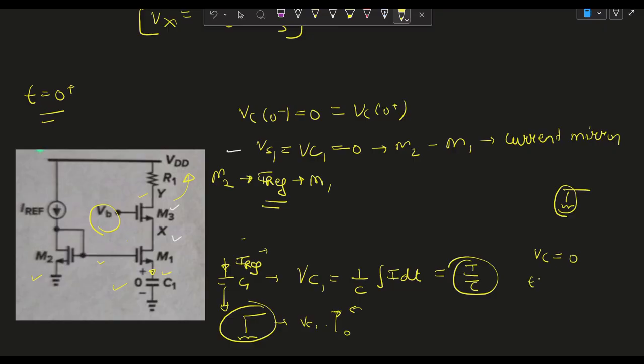VC is 0 when t is less than 0. But whenever these two MOSFETs become a current mirror, there is an impulse current flowing in the capacitor. Not exactly an impulse, but for this timing we can say it is an impulse. Due to this equation, our voltage rises from 0 to some specific voltage. So we can say there is some potential buildup in this state, and we can see this in the simulator as well.